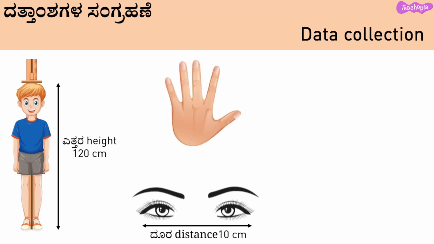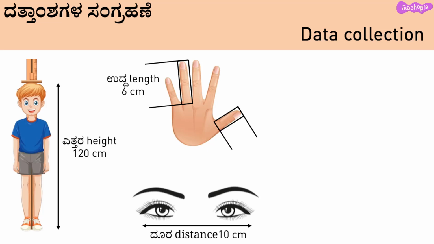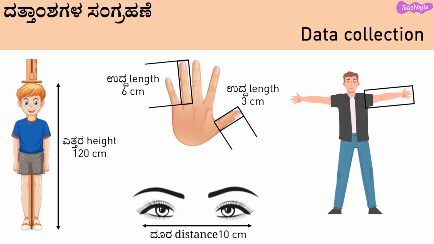Next, we will measure the length of the ring finger. If we measure the length of the ring finger, it will be 6 centimeters. Likewise, the length of the thumb will be 3 centimeters. Next we will measure the length of the hand of a person. When we measure it, it will be 50 centimeters.